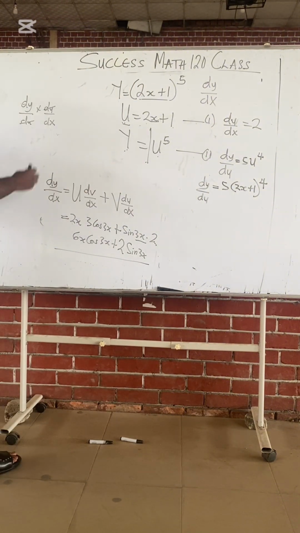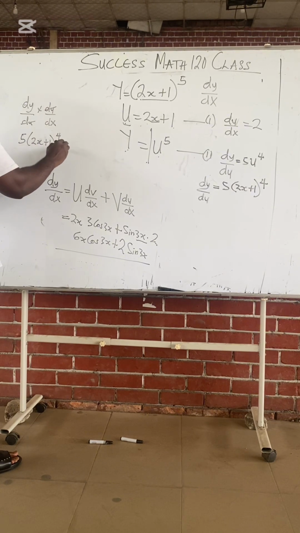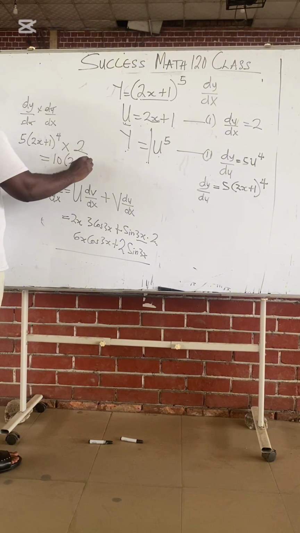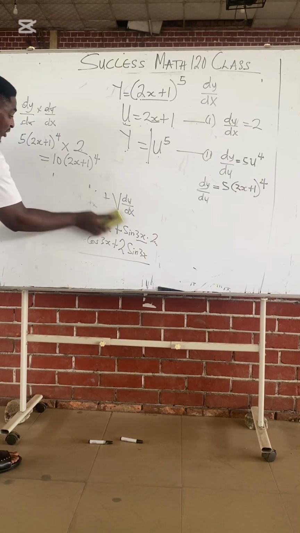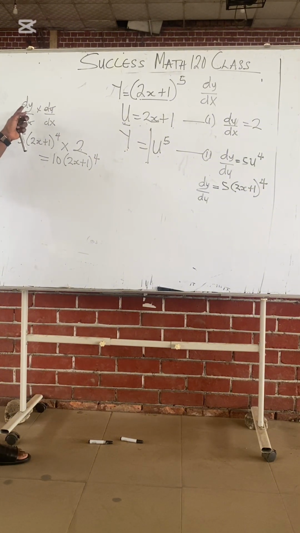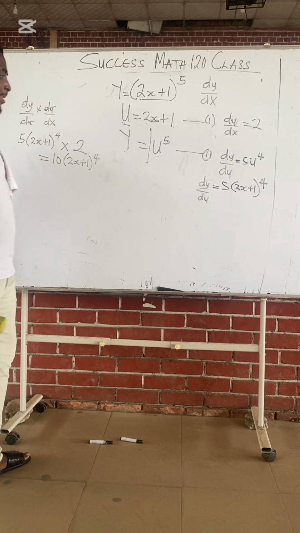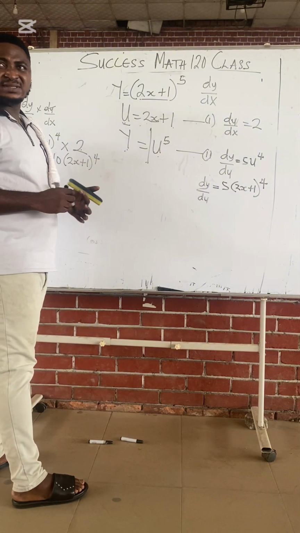Who is dy/du? 5 into bracket 2x plus 1 raised to the power 4. Multiply, who is du/dx? Times 2. 5 times 2 will give you 10 into bracket 2x plus 1 raised to the power 4. This is dy/dx. Class, dy/dx is simply gotten by multiplying dy/du by du/dx. When you multiply, du on top cancels du below, leaving you with dy. This is a long method, don't forget. For the shortcut, there are only 4 steps and you are done.